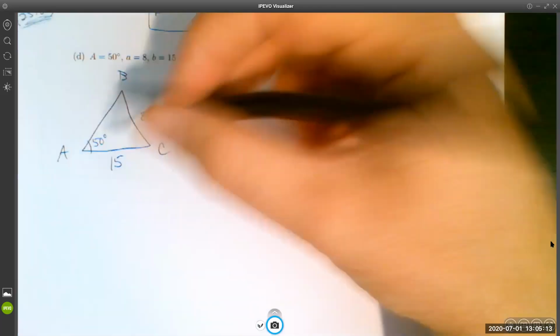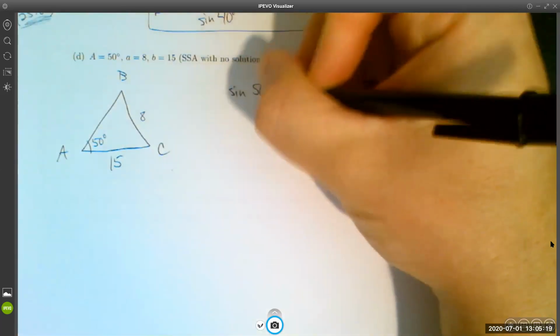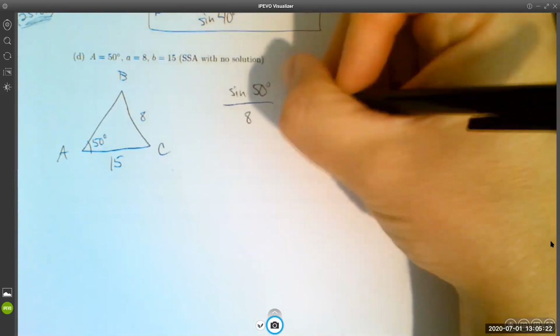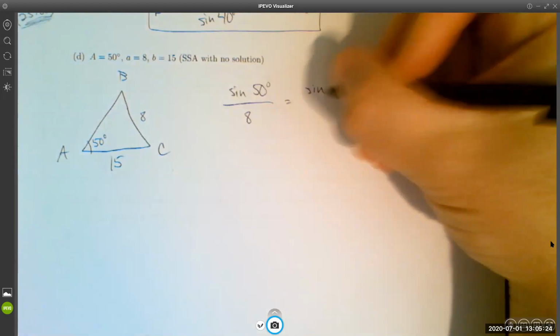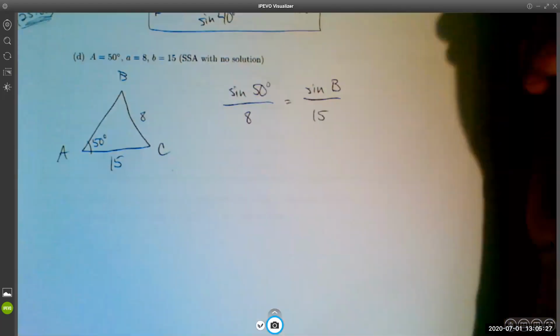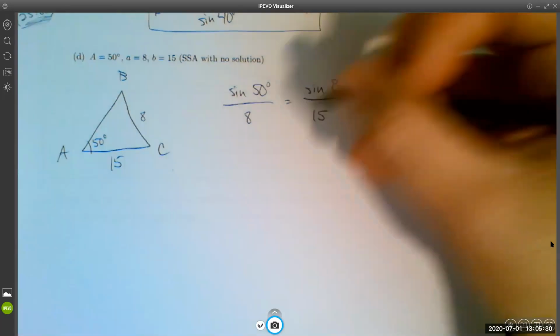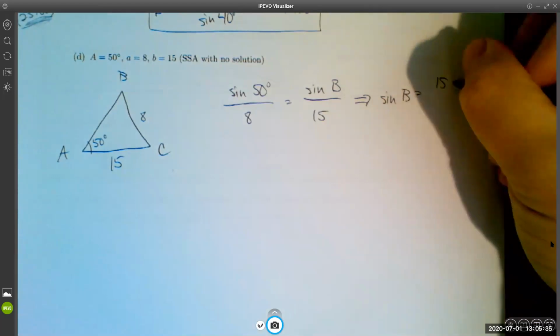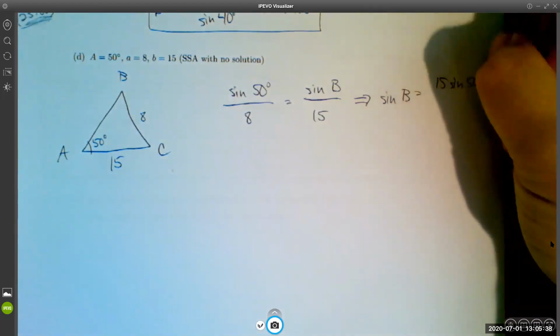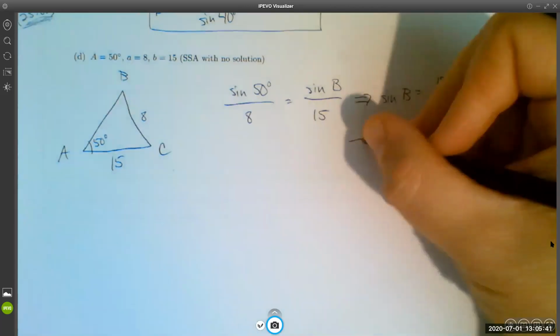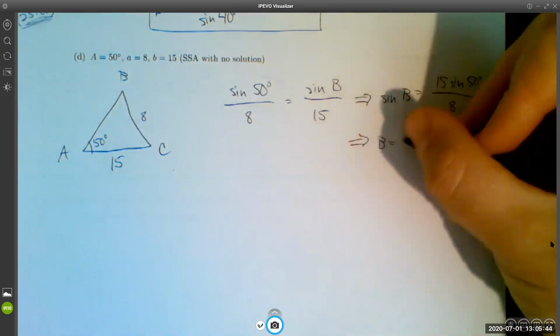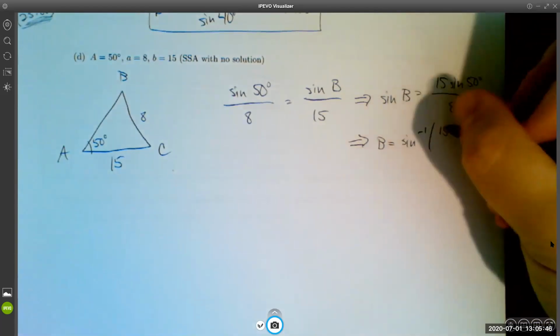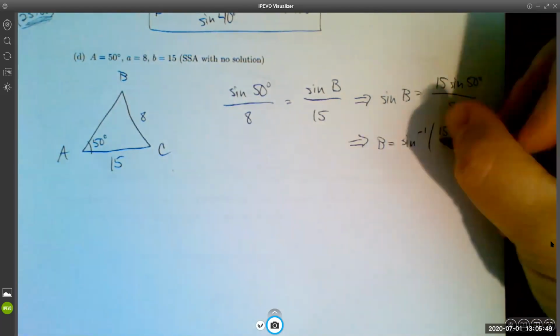And if we go to solve this thing, again, we see that law of sines is going to be helpful for us, right? We can say, for example, sine 50 degrees over 8 equals sine B over 15. And then we could solve for angle B, right? So we can say sine B equals 15 sine 50 over 8, which means that B is sine inverse of 15 sine 50 over 8.